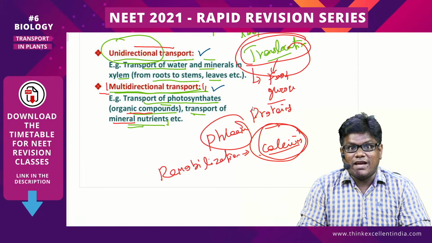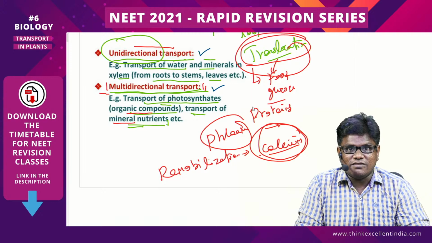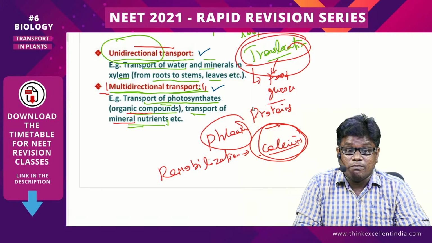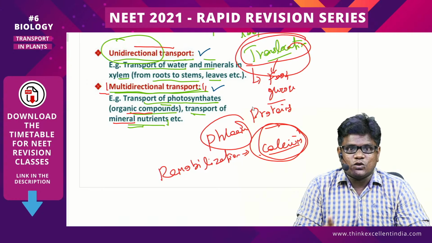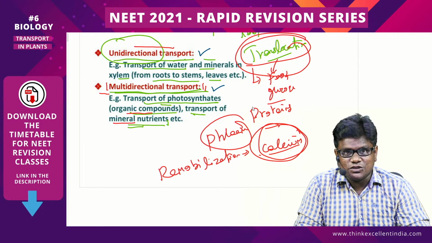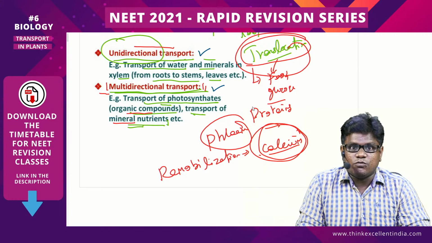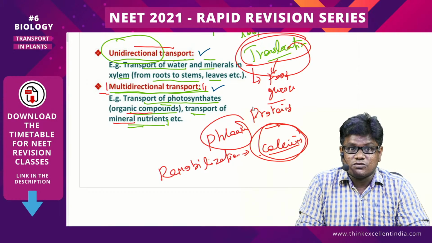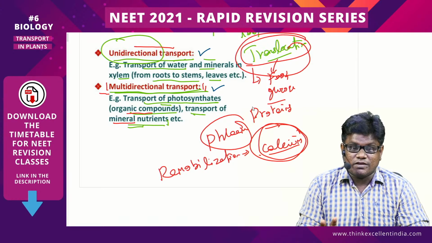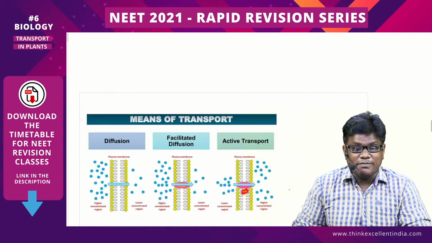Okay? So all the other elements and all the other components will move multidirectionally, transported by the phloem system. And there are two different types of systems, which are xylem and phloem, called vascular tissues, the transportation tubes. The transportation tubes do the transport work for all the physiological processes to start and carry on. Okay, and here you can see the means of transport.